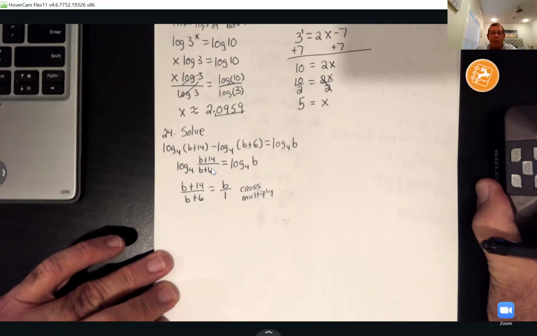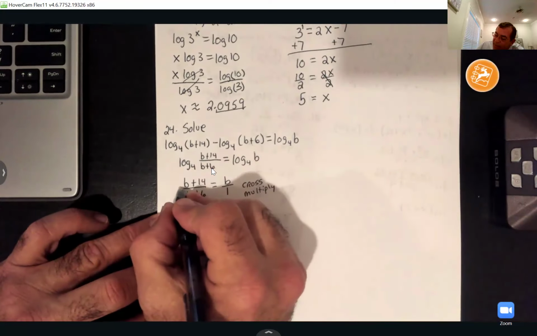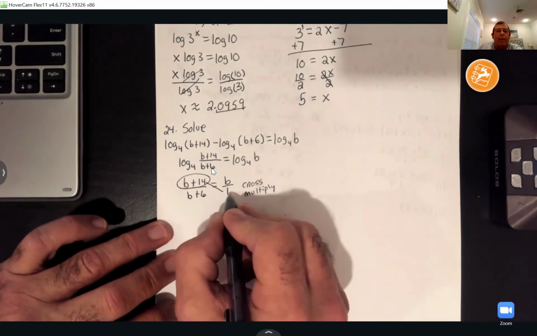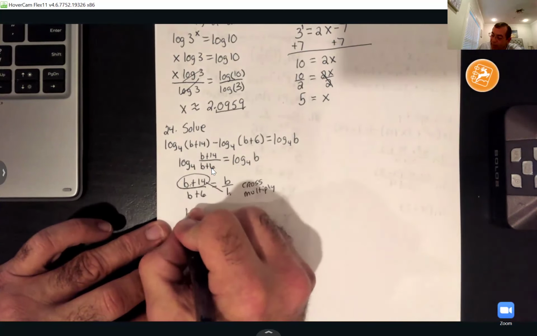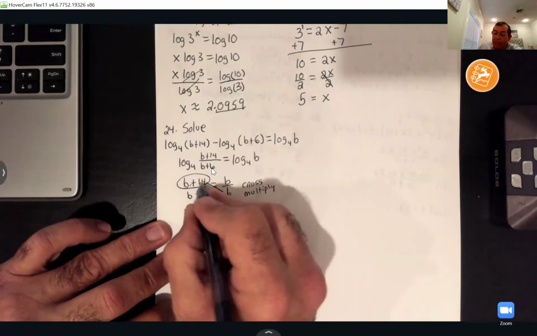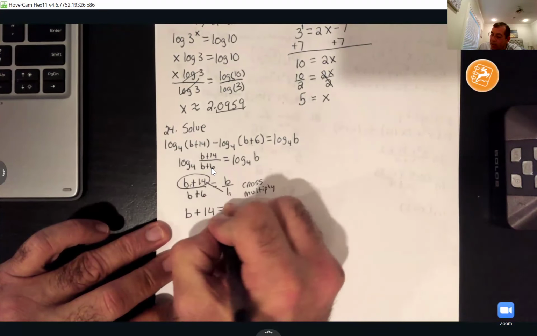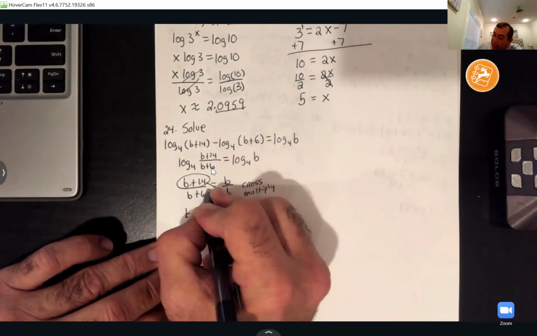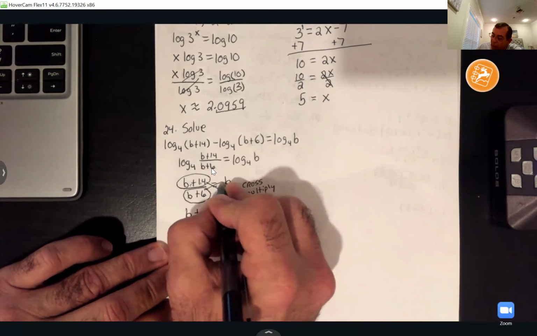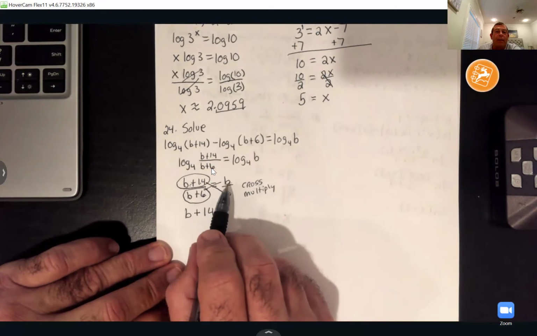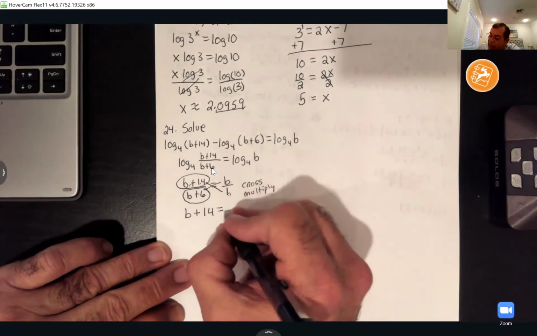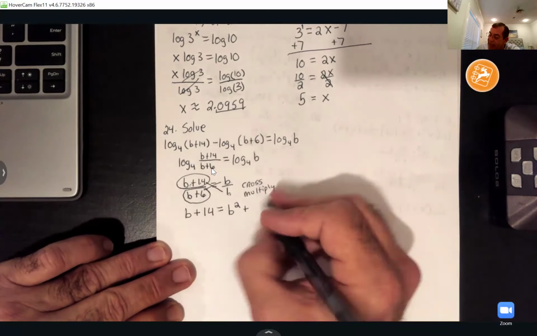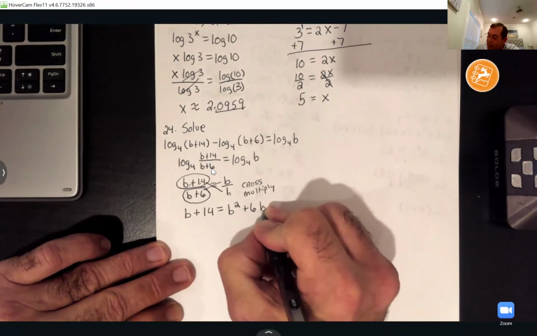All right, so let me get my more paper. So to cross multiply, this top, this b plus 14 multiplies by the 1. So 1 times b is b plus 1 times 14 is 14. That's going to equal what we get from the other cross. We're going to take the b plus 6, and both of them are going to multiply by the b. So b times b is b squared plus b times 6 is 6b.